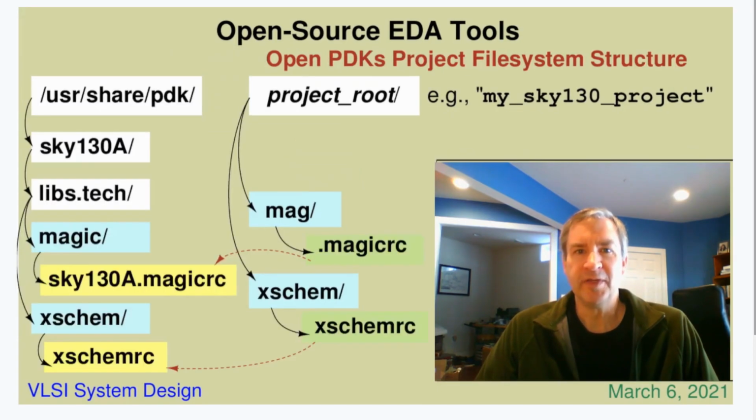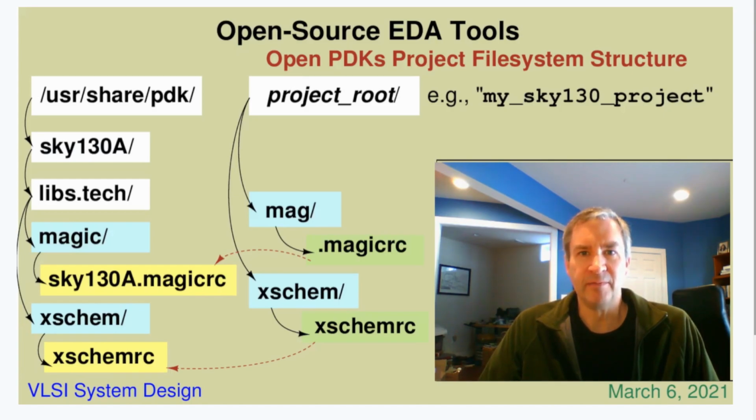Generally, each tool can be set up for the SkyWater PDK by copying or making a symbolic link from a setup file in the installed PDK. For example, to run Magic, you can copy the sky130A.magicrc file from libs.tech/magic to your project's mag directory and rename it to just .magicrc. Then, if you cd to the mag directory and type magic, Magic will run and load the SkyWater technology and the PDK scripts for generating SkyWater-compatible devices.